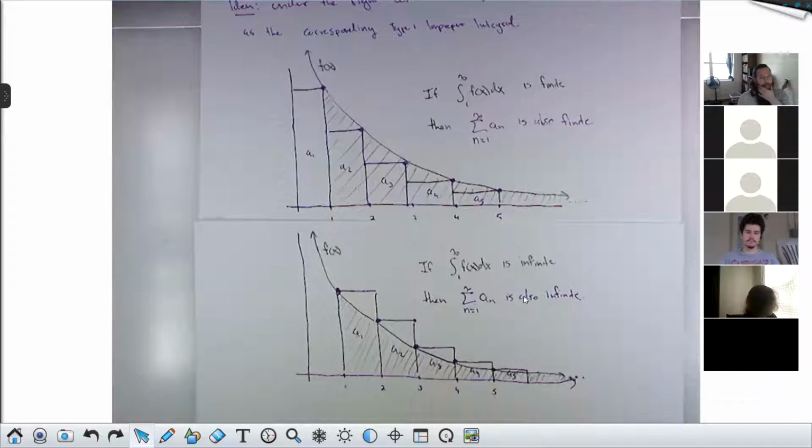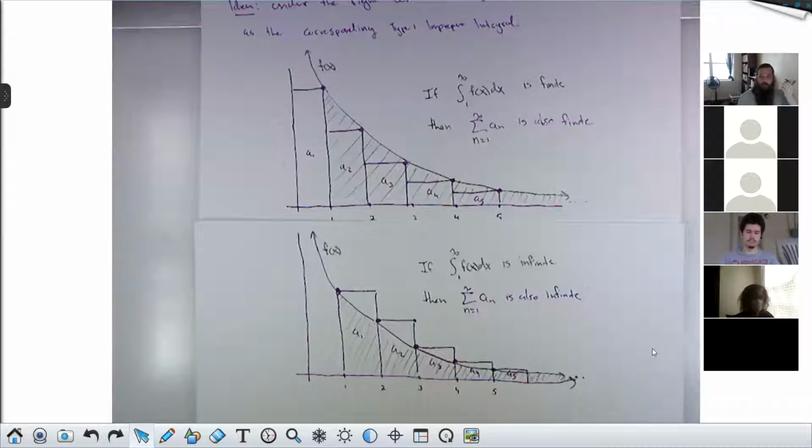Does the inverse also hold true? What do you mean by inverse? If the series is finite, then the integral is also finite? Yes, it does. Yep. All right. Assuming one of these converges or diverges in either picture will show you that the other one must do the same. If you assume that the series is finite and think about this picture, then you can see that the integral must be finite because the integral is smaller than the series. So what you said is correct. If the series is finite, the integral is also finite.